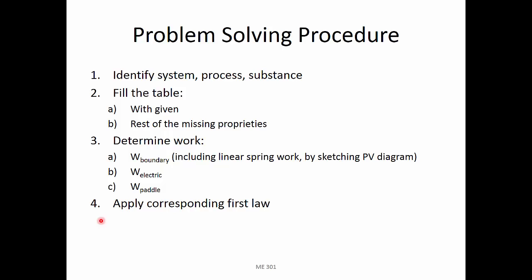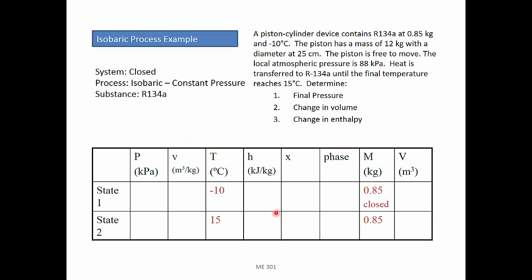We want to follow the 4-step problem-solving procedure specified in class. Identify system, process, substance, fill the property tables, determine work, and apply the corresponding first law. It is clear from the problem statement that this is a closed system problem. The substance is R134A.